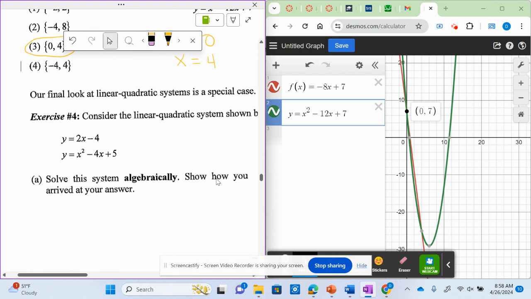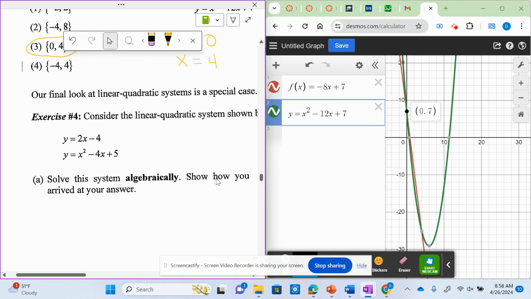Okay. I'm going to do this one in my calculator because I want to show you what it looks like in your table. So I'm just going to go to y equals on my calculator and put both equations in. Will you guys do that with me? Y equals 2x minus 4 and y equals x squared minus 4x plus 5. Use your calculator for this one. Hopefully you guys are going to see that doing it on your calculator is almost easier than Desmos.